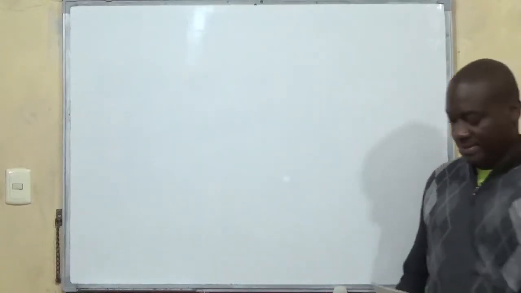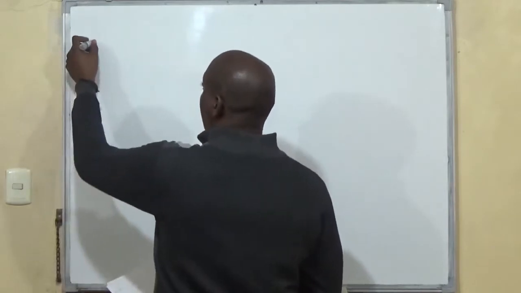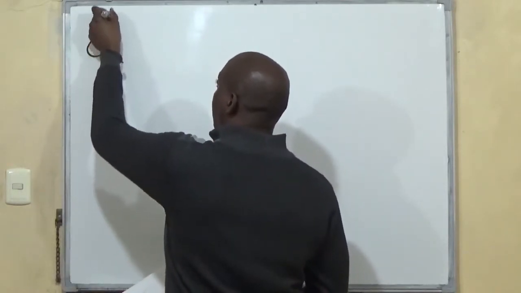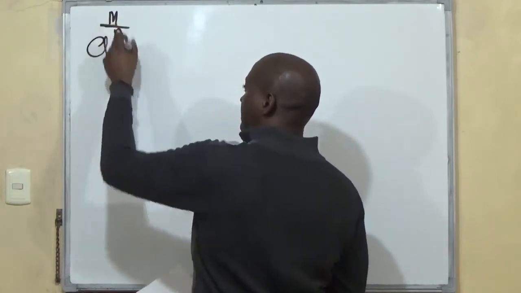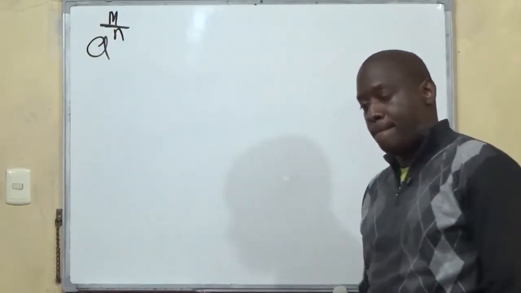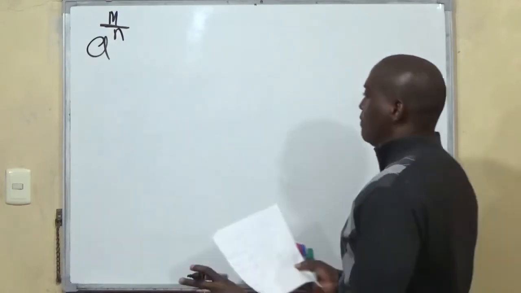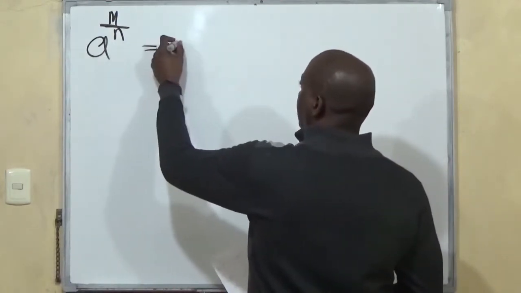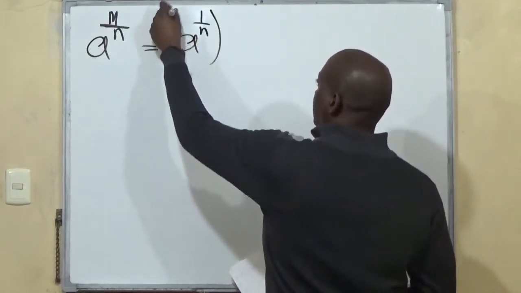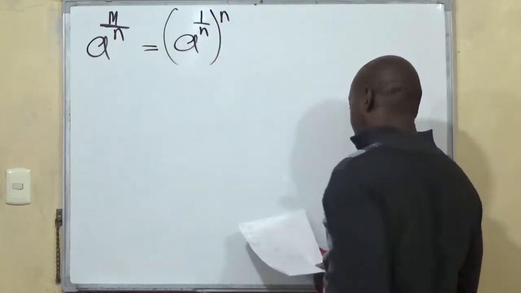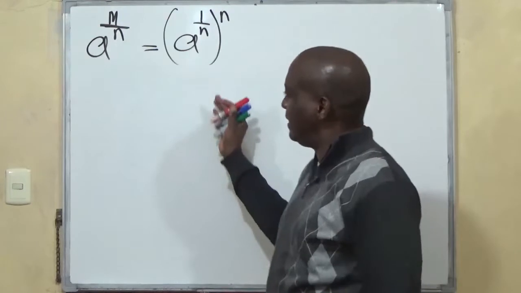Rule number 5 simply says that A to the power of m divided by n is equal to A to the power of 1 over n in brackets all to the power of m. Now, listen.